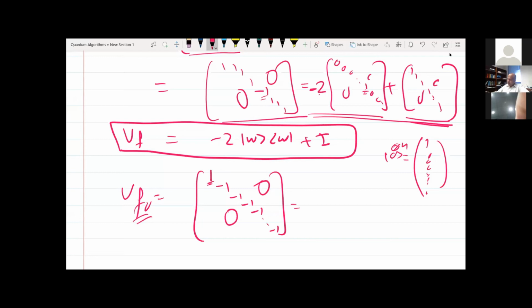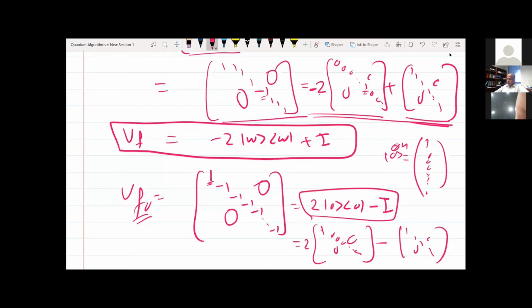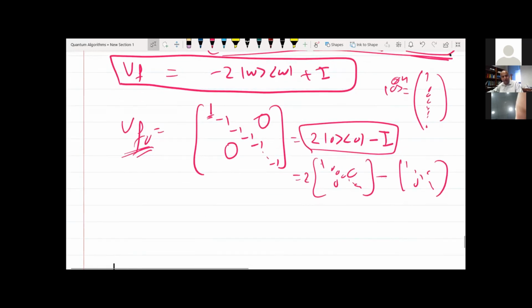So I can also write this like this: twice 0 minus identity, because there's a minus 1 for all of them. You can check that, this essentially means this: twice 1 0 0 0 0 0 minus 1 1 1 1. So the first state is plus 1, and all other states are minus 1 1 1. So this is an operator form representation for the UF naught. All right, with this, we are now able to analyze our Grover algorithm.